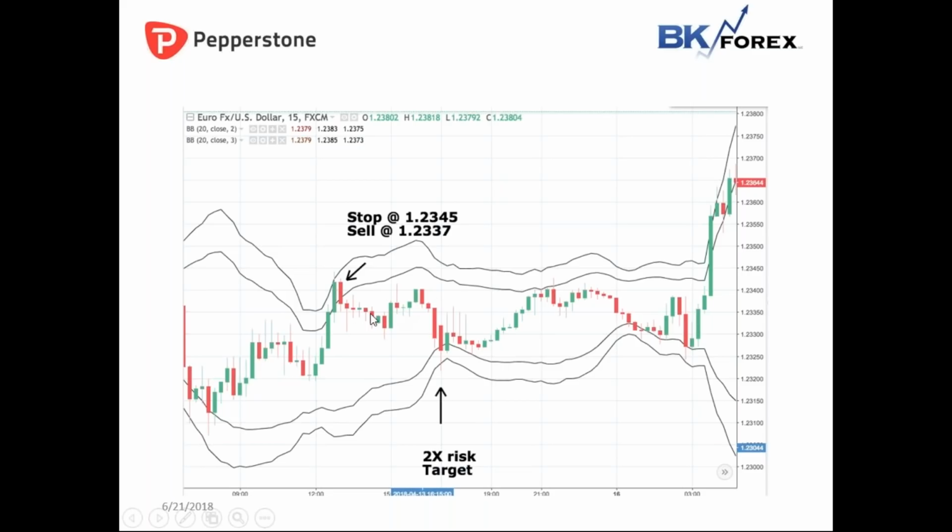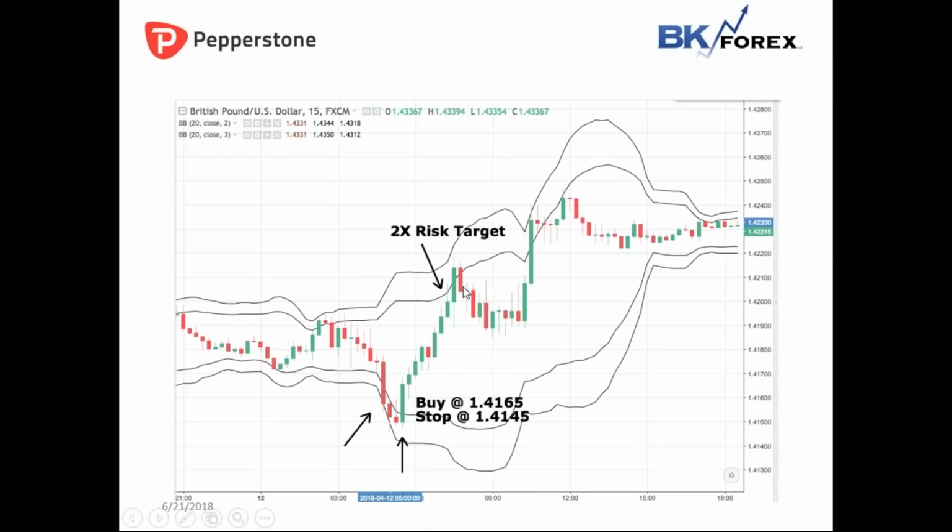And if you wanted, that would be somewhere in the midpoint. You could trail your stop, and then it went all the way down to the Bollinger Band on the bottom. But if you went for 2 times risk, you would exit the trade down where these candles are.